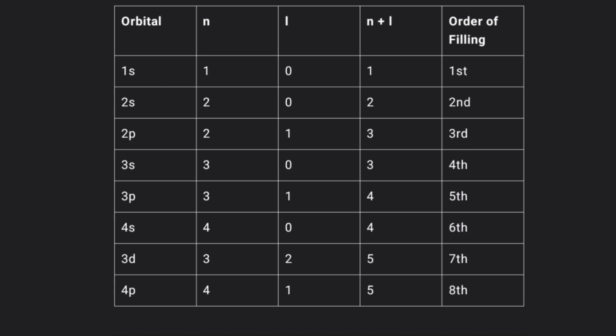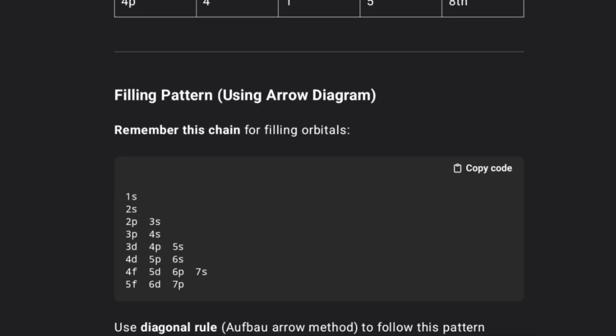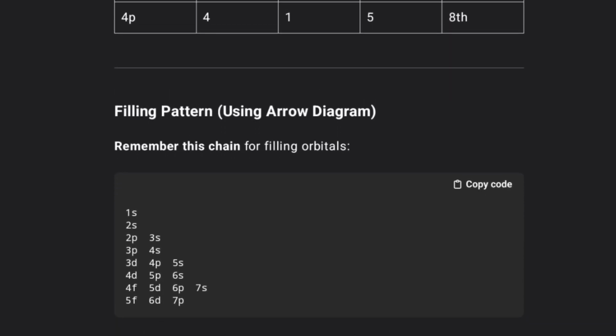Use the filling pattern with the arrow diagram. Remember this chain for filling orbitals: 1s, 2s, 2p, 3s, 3p, 4s, 3d, 4p, 5s, 4d, 5p, 6s, 4f, 5d, 6p, 7s, 5f, 6d, 7p. Use the diagonal rule, the Aufbau arrow method, to follow this pattern easily.